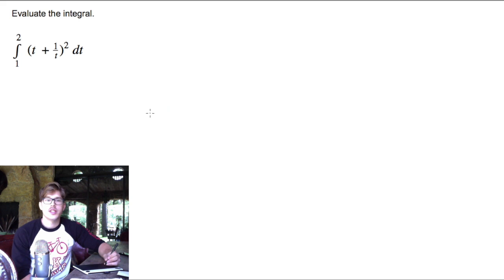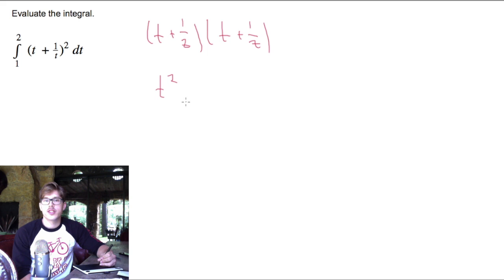Evaluate the integral of (t plus 1 over t) squared. Alright, well first let's expand this out. We have t plus 1 over t, all squared. So t plus 1 over t times t plus 1 over t. Let's FOIL this. We have t times t is t squared. 1 over t times t is 1. We have 2 of those, so plus 2. And then 1 over t times 1 over t is 1 over t squared.